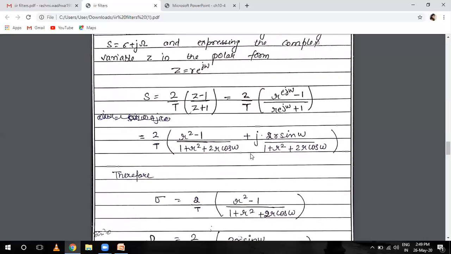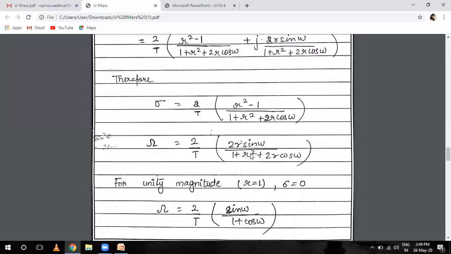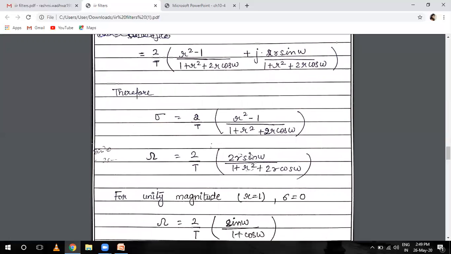Therefore, when we compare this equation with s equals sigma plus j omega, we get sigma equals 2 by T into (r square minus 1) upon (1 plus r square plus 2r cos omega), or omega equals 2 by T into 2r sin omega upon (1 plus r square plus 2r cos omega).